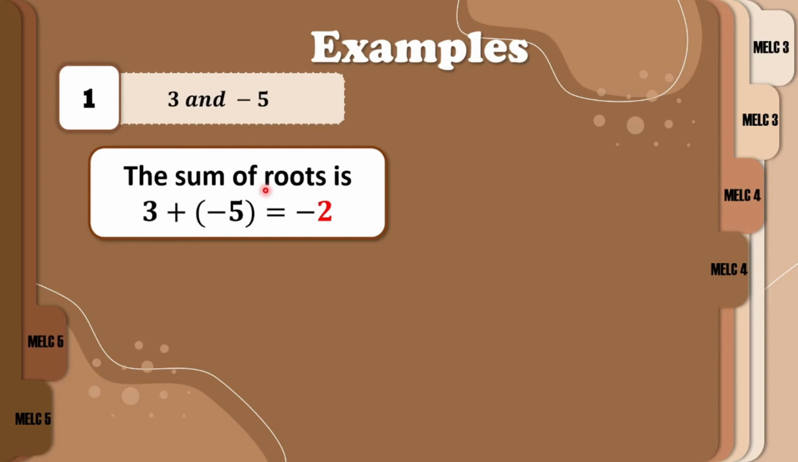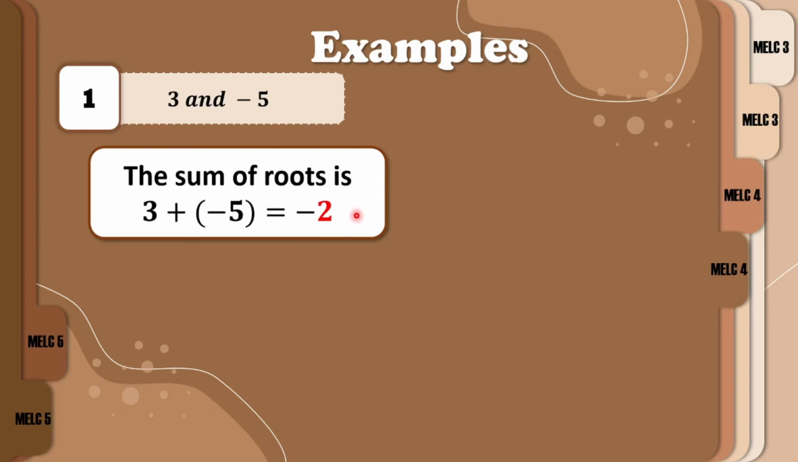So sum of roots, syempre pag sinabing sum, addition yan. So we have to add 3 and negative 5. Dahil different signs sila, the rules in adding integers with different sign, we're going to subtract it. So we have 5 minus 3, that is 2. Then we follow natin yung sign ng larger number, which is 5, so ang sign ng 5 is negative, so the sum is negative 2.